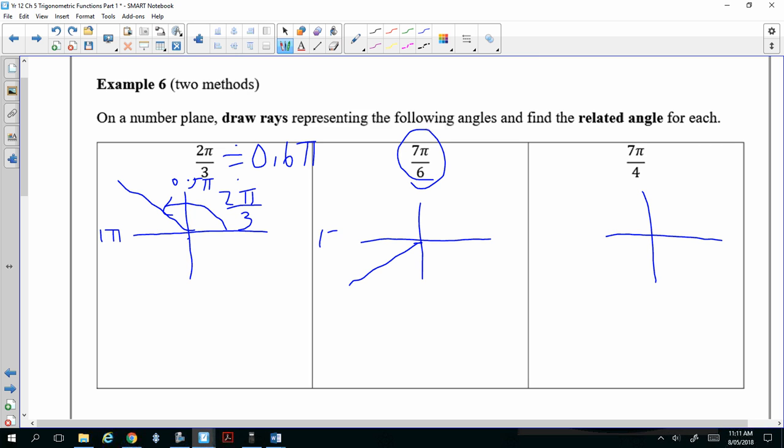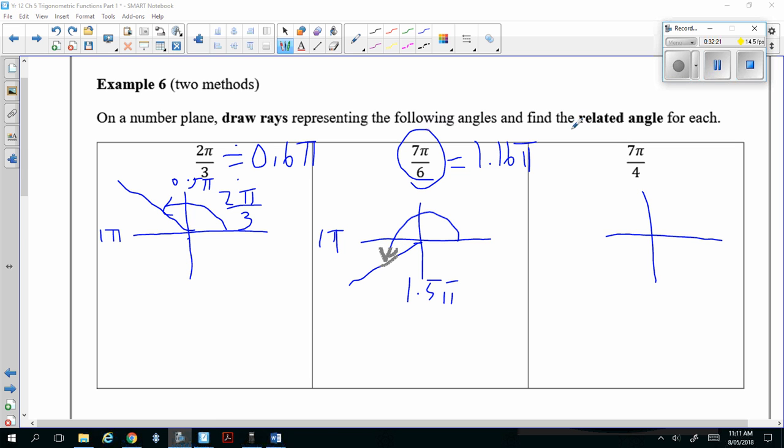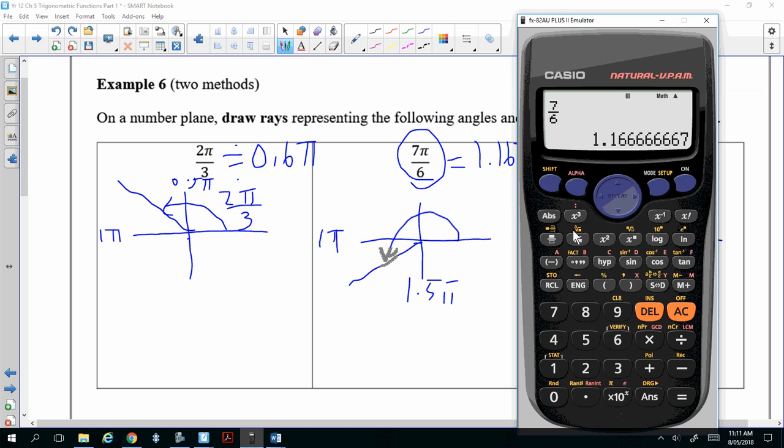All right, how about the last one? 7 pi over 4. 7 over 4 in radians is about 1.75. So it's between 1.5 and 2 pi, right? So it's in the fourth quadrant. 7 pi over 4.